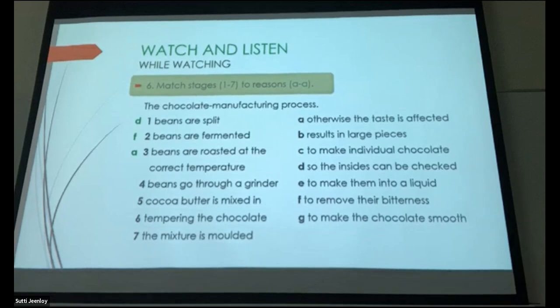Of course, when you grind something, that thing will become smaller, right? Or maybe it will become powder or powdery form, right?